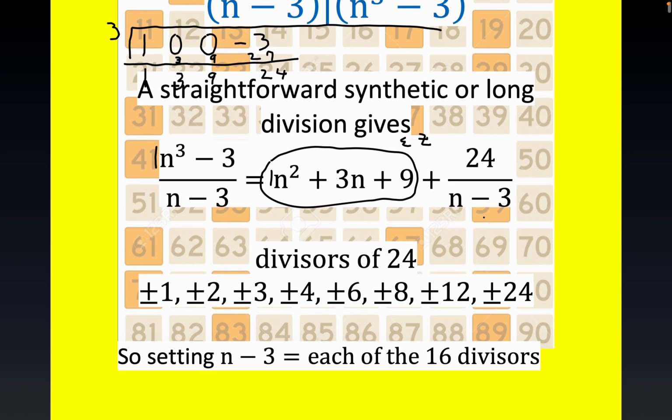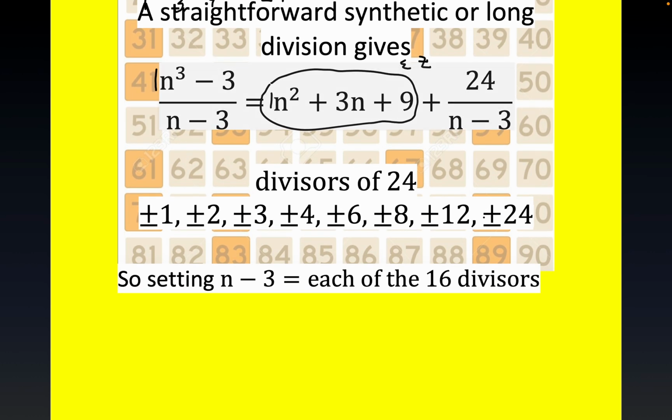So all you really have to do here, and this part is just tedious, is set n minus 3 equal to each of the 16 divisors. That's the same thing as adding 3 to all of these divisors. So I'm going to just write it out. 3 plus 1 is 4. And that's very clear, right? 4 minus 3 is 1, so obviously you could do that by inspection. Now, the rest of them aren't quite as clear, so we're going to add 3 to 2, and you get 5.